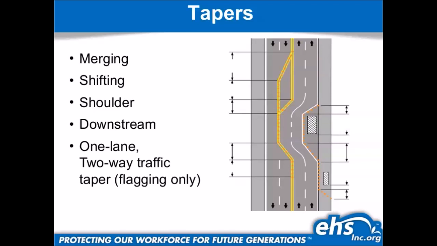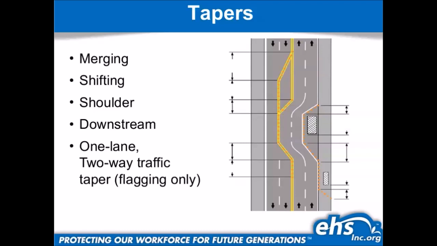Merging taper. Shifting taper is, I guess you could say, a little bit more complicated. It comes with more requirements, I would say. Shifting taper is when you're shifting lanes. You're not closing them over. You're encroaching on a lane, but you're just moving them or nudging those lanes over, placing the lanes in a different spot. Shifting taper requirements.